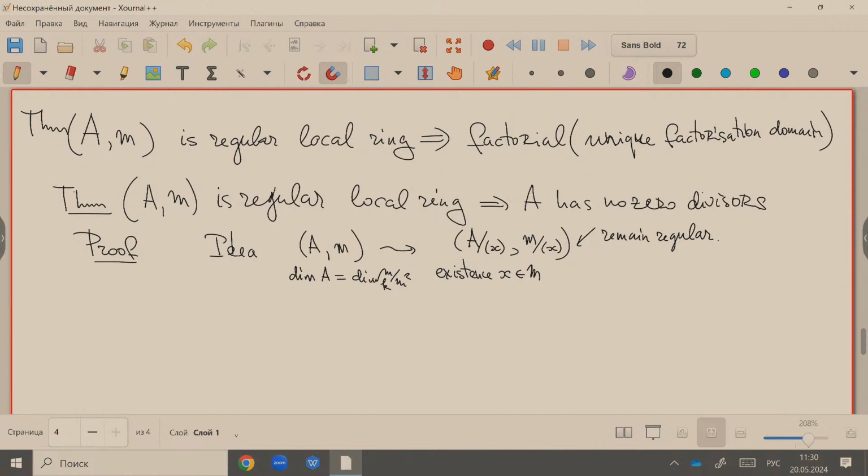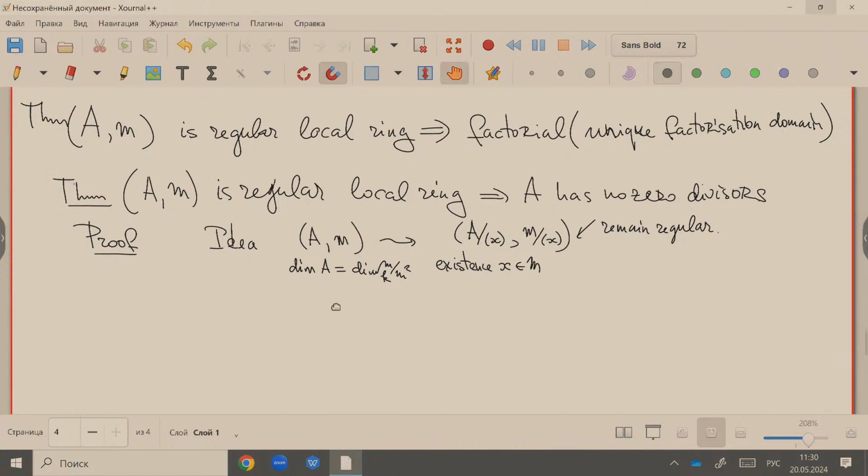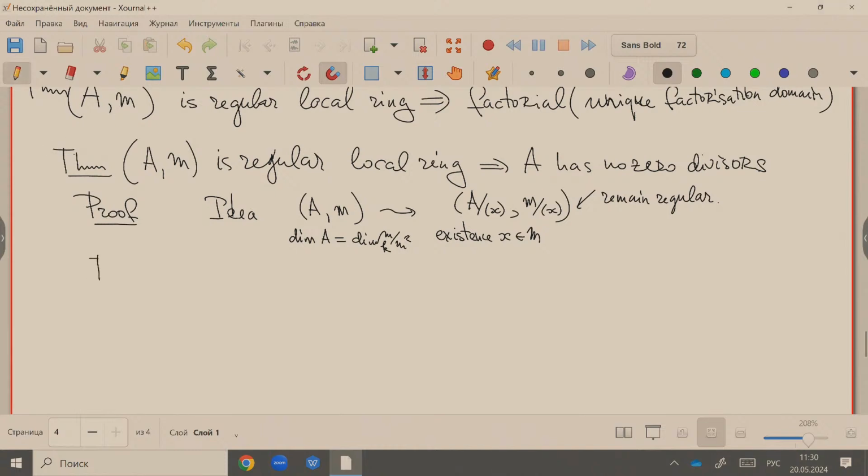So first of all, what is the base of induction? The induction is on the dimension of A. Here the base of induction will be completely non-trivial.